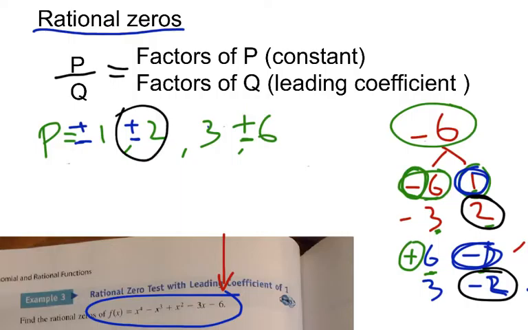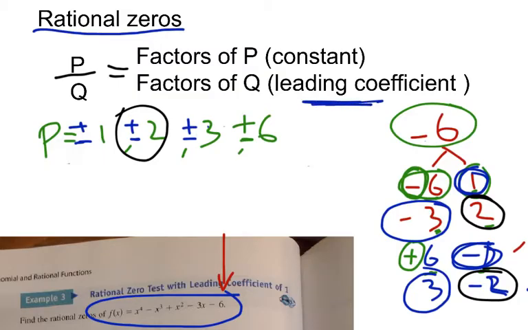Look at the 3. I can have a -3 or +3 as a factor, so we have to put plus or minus 3. So all the factors of P are plus or minus 1, plus or minus 2, plus or minus 3, plus or minus 6. Next, the factors of Q, which is the leading coefficient.